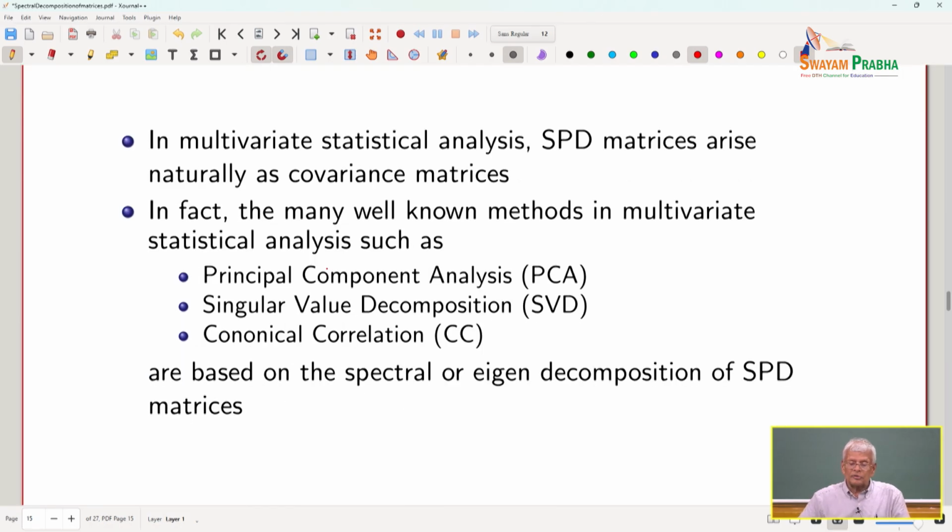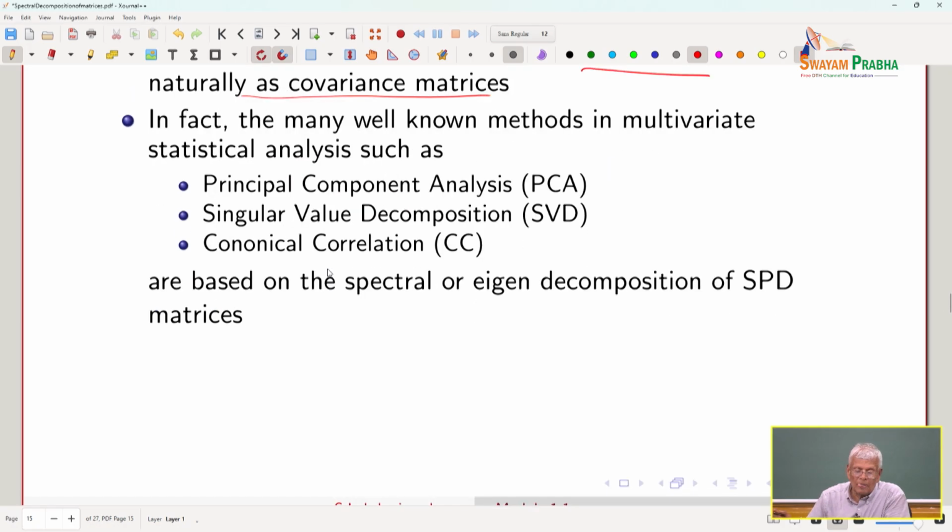In multivariate statistical analysis, SPD matrices arise naturally as covariance matrices. Please understand, data science is largely multivariate statistical analysis. SPD matrices arise naturally in data science as covariance matrices of data. In fact, many well-known multivariate statistical techniques such as PCA, singular value decomposition, and canonical correlation are all based on spectral or eigen decomposition of matrices. We will soon see PCA and SVD.